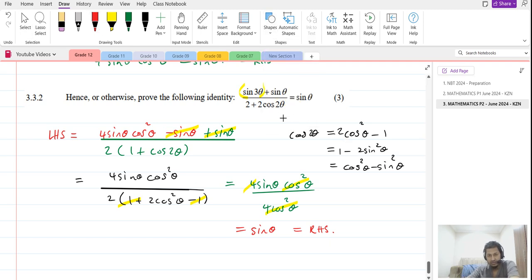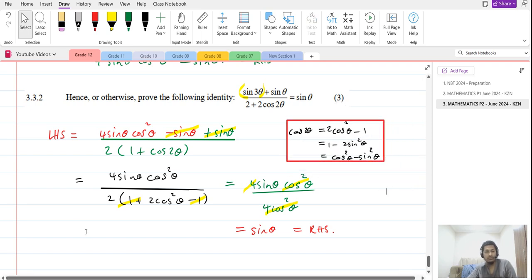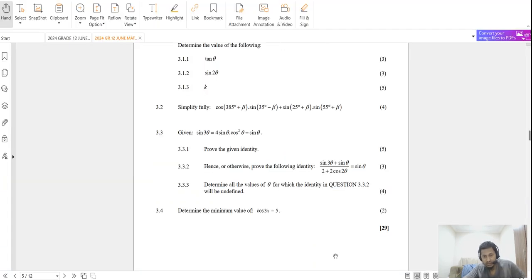Let me put this in blocks because there are ideas. That's from your direct formula. This here comes from your formula sheet, alright? You've got to remember those. So that's the only one that you have to think about, the cos double angle. The sine double angle is just straightforward, just one of them. So that's quite simple. Right, moving on to the next question.